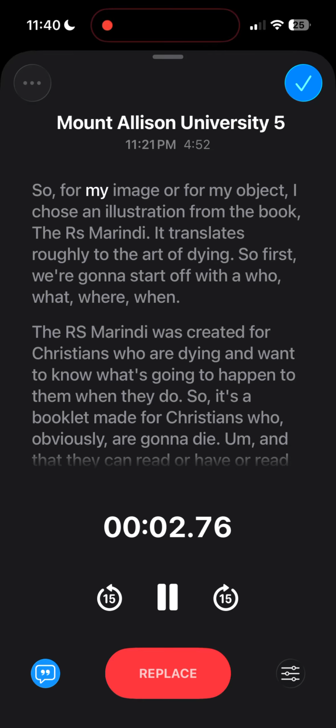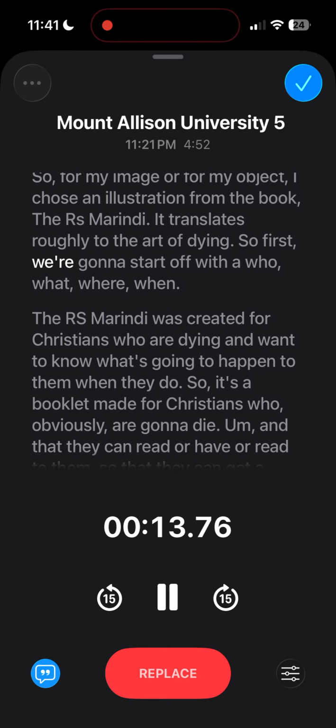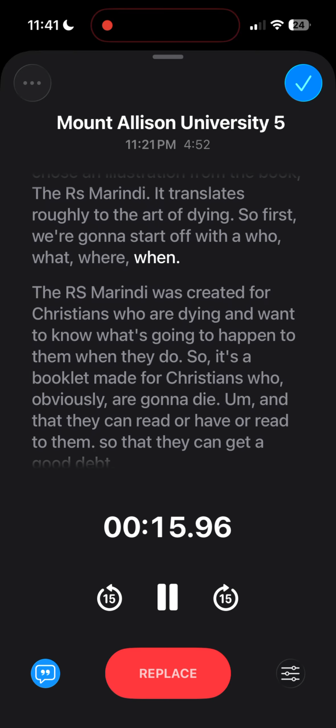So for my image or for my object, I chose an illustration from the book The Ars Moriendi. It translates roughly to the art of dying. So first we're going to start off with a who, what, where, when.